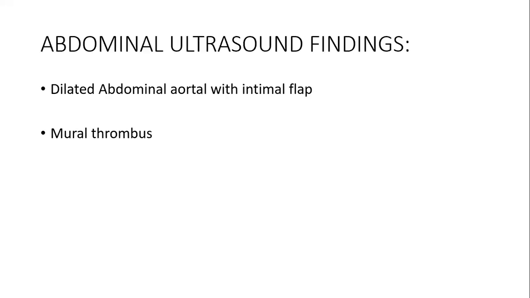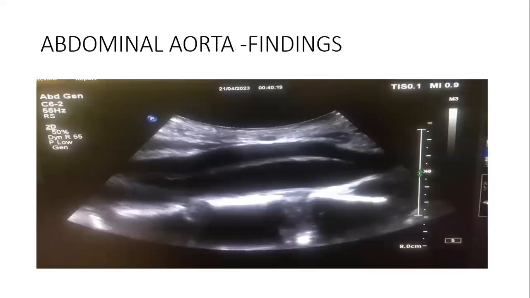For abdominal ultrasound findings, there was a dilated abdominal aorta with an intima flap, and then there was a mural thrombus. These are the images which we got at Mainasoko Military Hospital, where we saw this patient. As you can see, this is the abdominal aorta. This echogenic structure that you are seeing inside is what we call an intima flap. This is why we call it a dissection: it's a tear between the intima and the media.